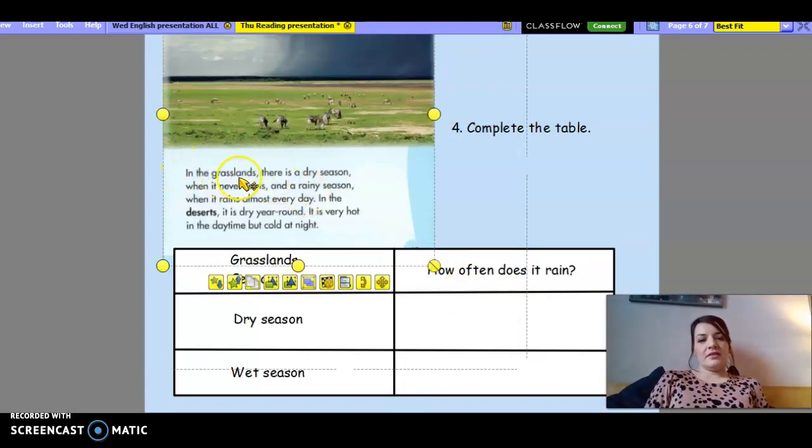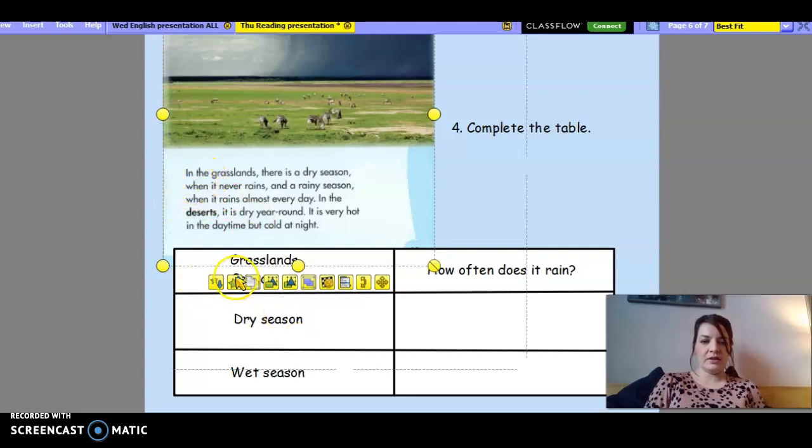In the grasslands, there is a dry season when it never rains and a rainy season when it rains almost every day. Wow. In the deserts, it is dry year round. So it's talking about different places. It's very hot in the daytime, but cold at night. I've heard this about deserts. So in the desert parts of Africa, it is dry all the year round and it's very hot in the daytime and cold at night.